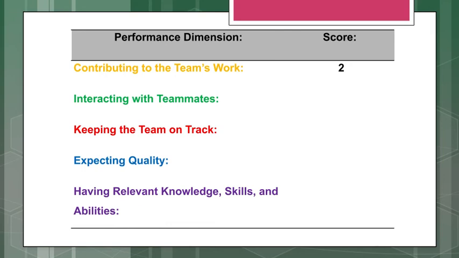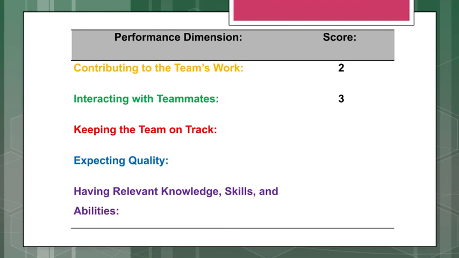If the score that you came up with is significantly higher or lower than a 2, be sure to pay careful attention to the behaviors that are specific to a particular dimension. We don't want to consider behaviors that fall outside the dimension when creating our final ratings for each dimension. How about the next dimension, interacting with teammates? We can see that both behaviors received a 3, therefore we would rate it as a score of 3. Next is keeping the team on track, for which we rated both behaviors a score of 1.